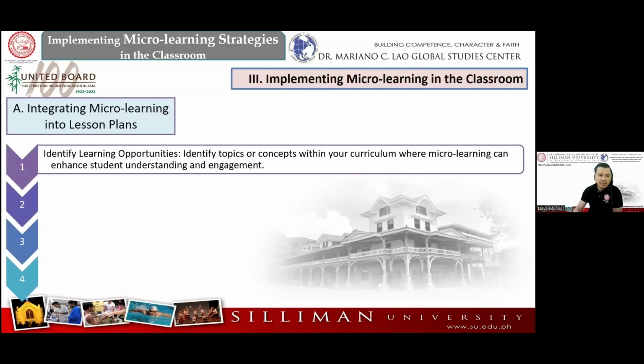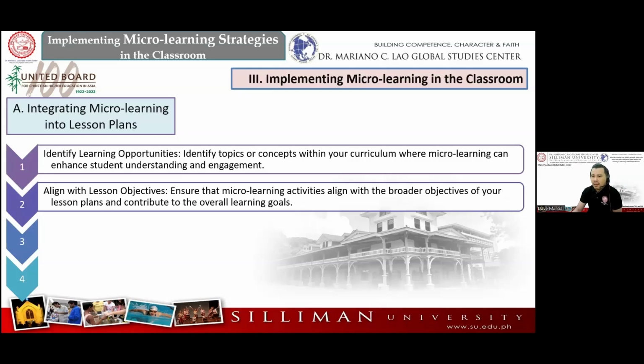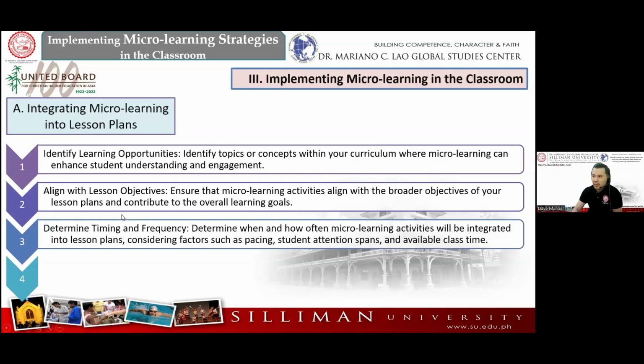What are the steps? First, identify the learning opportunities, identify the topics or concepts within your curriculum where micro-learning can enhance student understanding and engagement, which means that you have to incorporate that. In this activity, we'll be applying micro-learning, which is good enough for 20 minutes. Align with lesson objectives, as mentioned. Ensure that your activities align with the broader objective of your lesson plan and contribute to the overall learning goals.